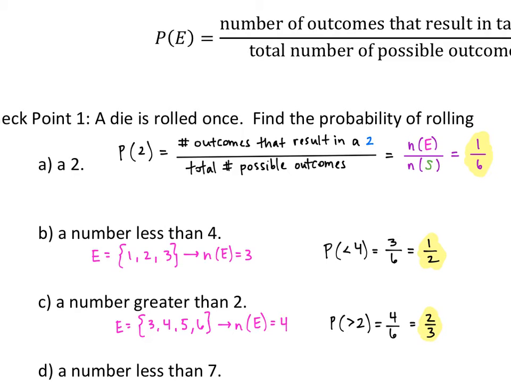The last example here is a number less than 7. So go ahead, set that up, and see what you get.